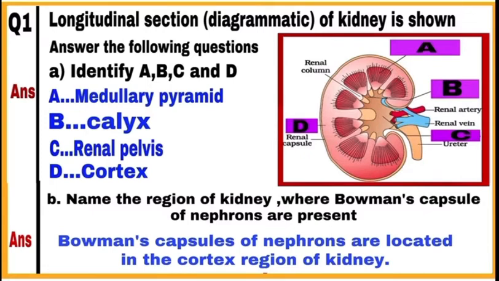This is part A of the question. See the diagram. A is medullary pyramid of the kidney. B is calyx part, C is renal pelvis and D is the cortex of the kidney.